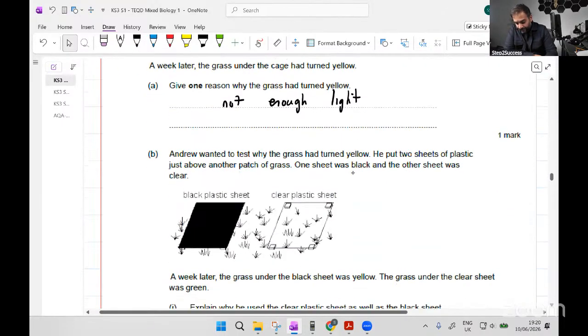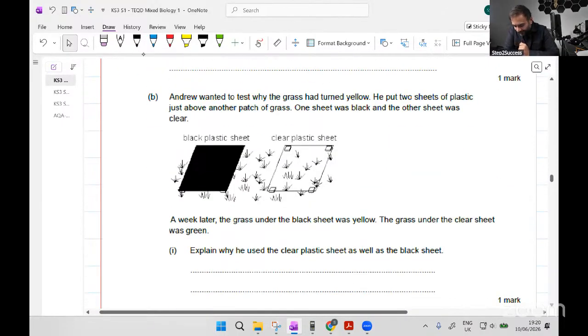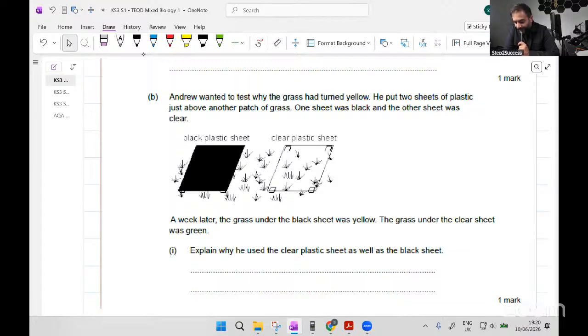Andrew wanted to test why the grass had turned yellow. He put two sheets of plastic just above another patch of grass. One was black and the other was clear. Well, obviously the black one isn't going to let any light in, whereas the plastic one probably will let light in. A week later, the grass under the black sheet was yellow, the grass under the clear sheet was green.